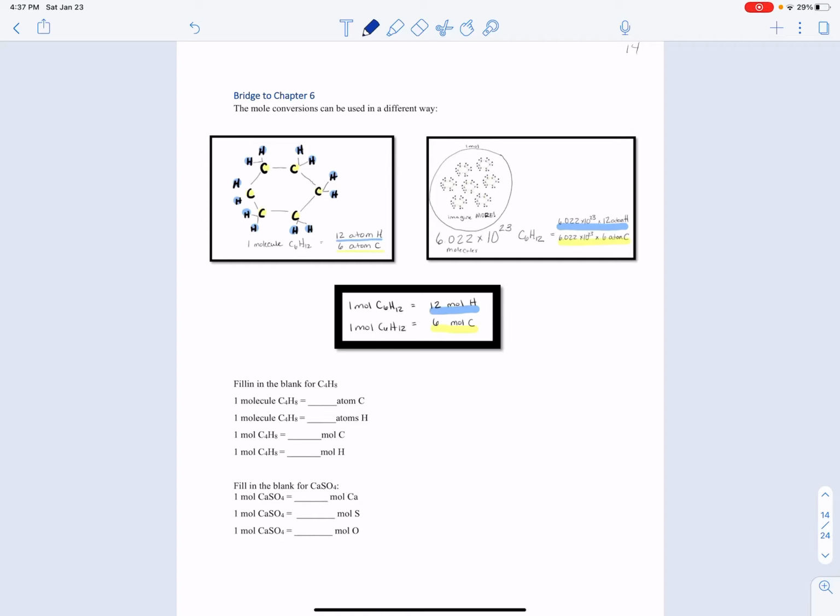All right, so far what you've seen is that you can use that block on the periodic chart and you can tell that this number is how many grams in 1 mole. And then you also know that that's how much 6.022 times 10 to the 23rd atoms of carbon will weigh when you put them on a scale.